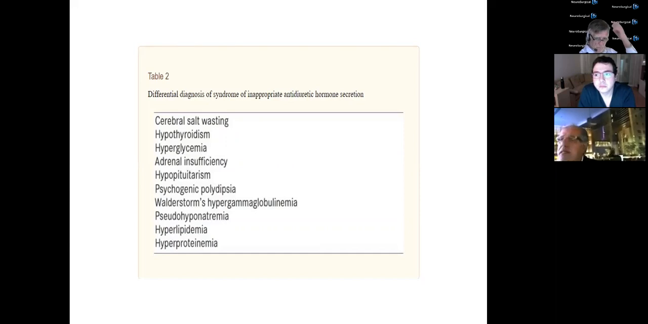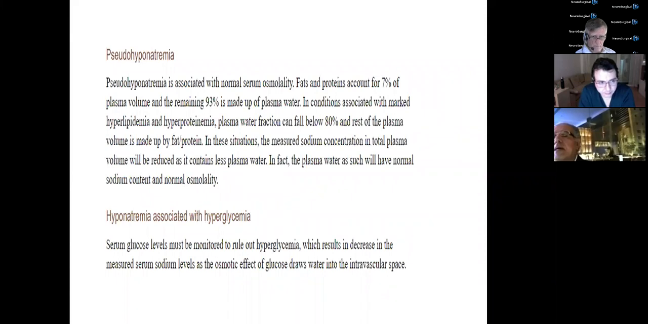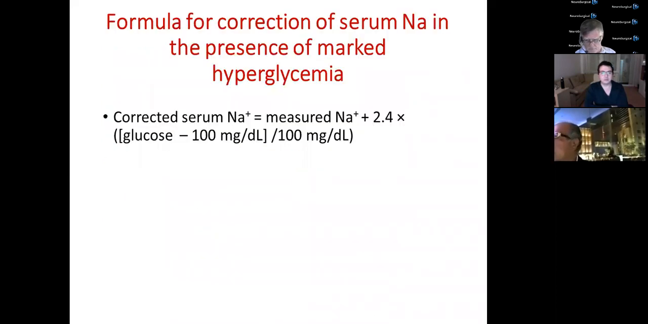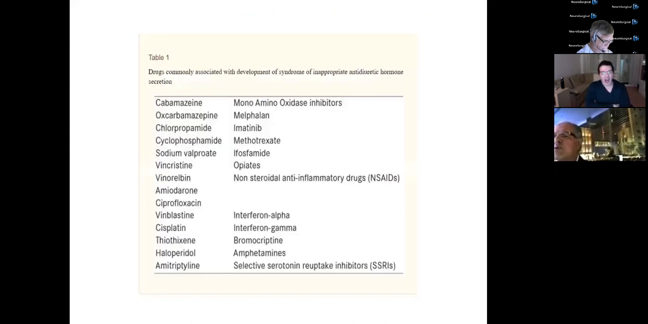There are a lot of conditions which can cause hyponatremia: hypothyroidism, hyperglycemia, adrenal insufficiency, and hypopituitarism. And there are some conditions which can cause pseudo-hyponatremia, which are hyperlipidemia, hyperglycemia, and hyperproteinemia. Grossly, if there are elevated triglycerides, usually we can face pseudo-hyponatremia, and the same applies for hyperproteinemia. And if there is high sugar, there is also hyponatremia. This is a formula used to correct for hyperglycemia; you can correct serum sodium with this formula.